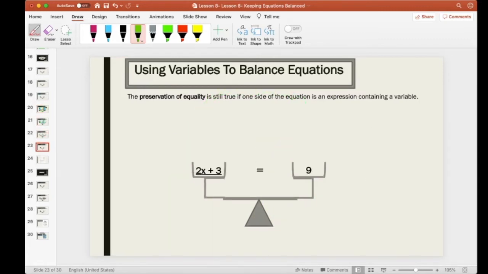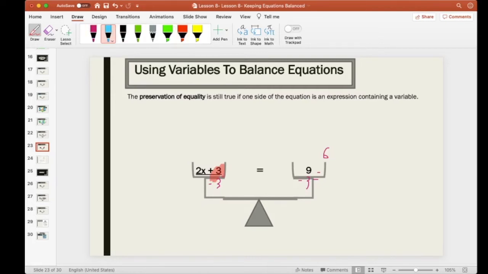So again, we get to here. Remember, the first thing we want to do is get rid of these extra numbers on one side. We want the x by itself. I need to remove this 3. Preservation of equality is what I do to one side, I have to do to the other. Alright, that's going to leave me with 6 in my bucket and 2x. I'll cross this off so you can't see it. Alright, so 2x equals 6.